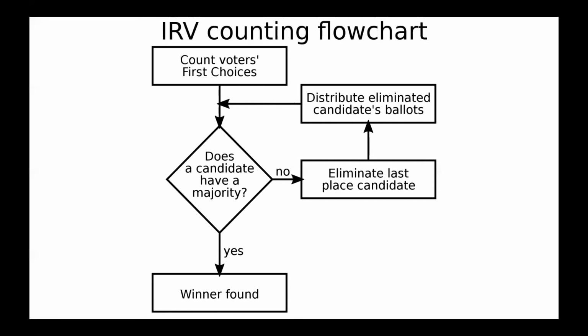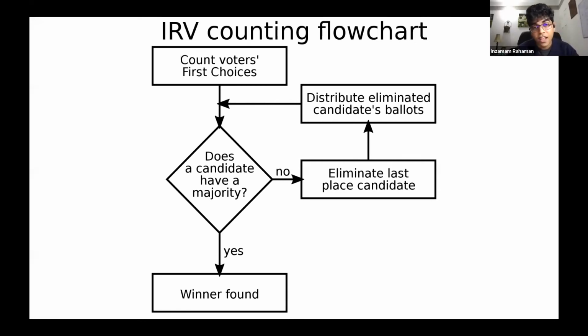Right, and for those who don't know about runoff voting, how it works is that you count voters' first choices. You ask if there's a candidate that has a majority. If not, you eliminate the last place and you loop around. So in effect, if the candidate you vote for first gets knocked out, your vote for him transfers to your second choice, right?